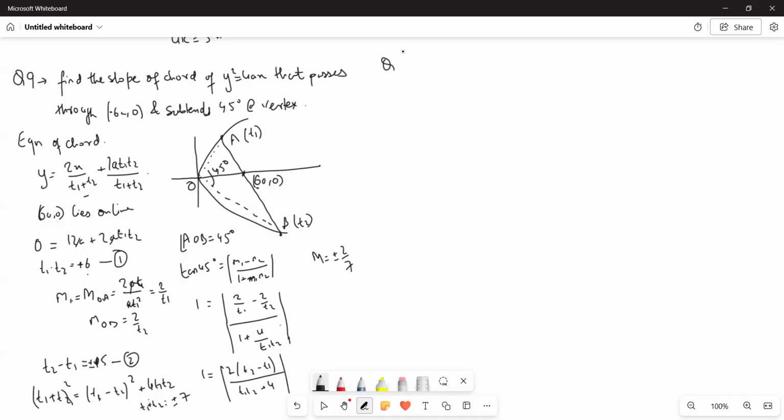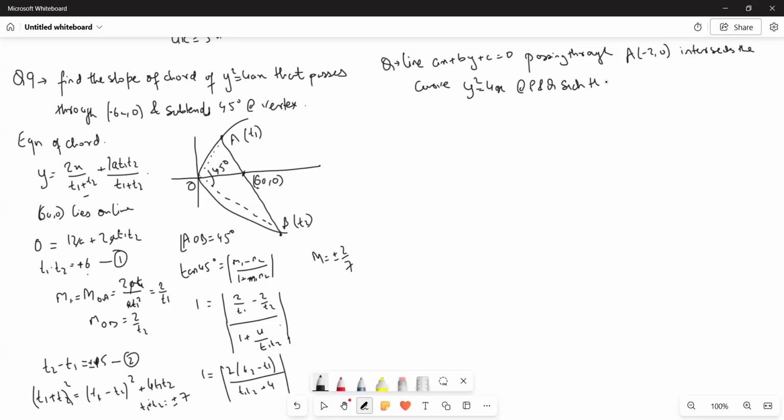The next question: if the line ax plus by plus c equal to 0, passing through point A, which is minus 2 comma 0, intersects the curve y square equal to 4x at points P and Q, such that 1/AP plus 1/AQ is equal to 1/4, find the value of a square plus b square plus c square.